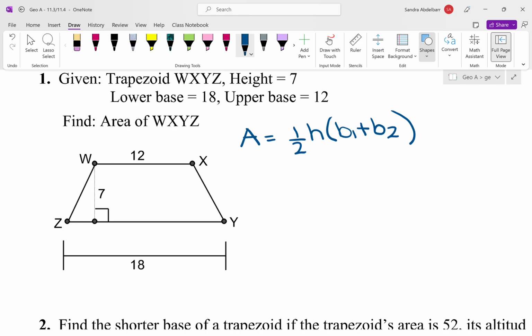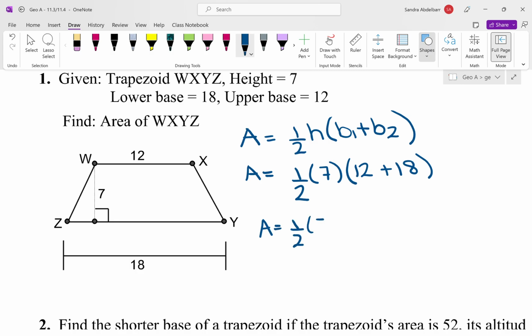How do we know a height? It has to make a right angle. Exactly. If you have a right angle, that is the height. So I know the area of this trapezoid is going to be half. The height is 7. One base is 12. The other base is 18. So now I'm going to simplify what's in my parentheses first, since I can. 12 plus 18 is 30.